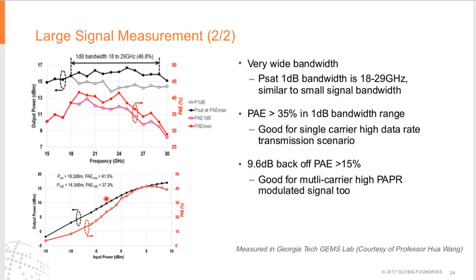When you consider the back-off in the multi-carrier case, they require high PAPR, and we back off 10 dB, we can still get about 15% PAE. So it's good. This PAE is good for both scenarios, single carrier or multi-carrier with high PAPR modulated signals.